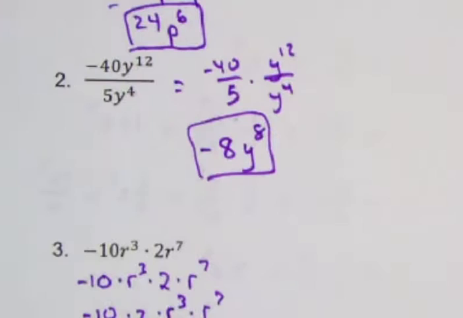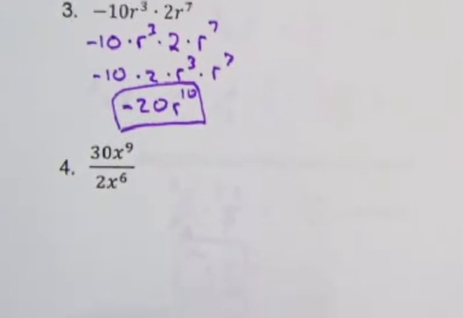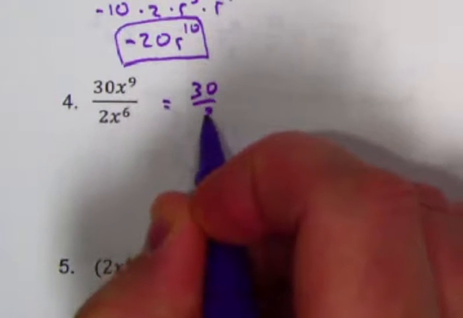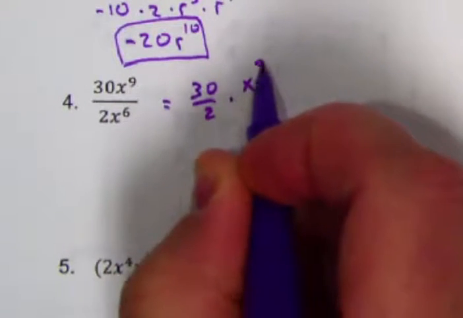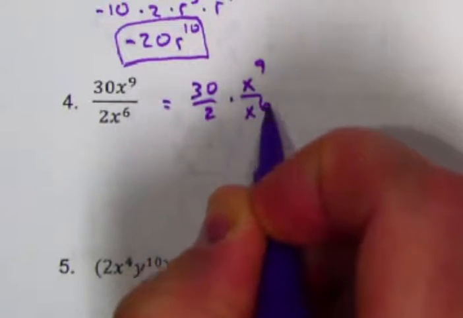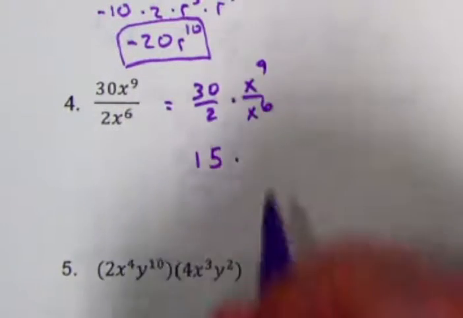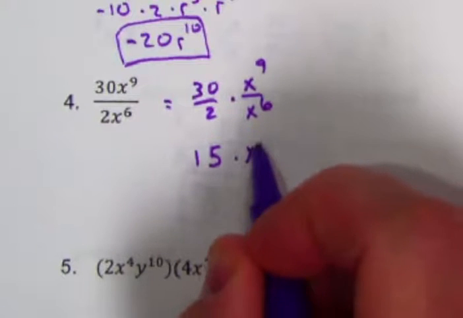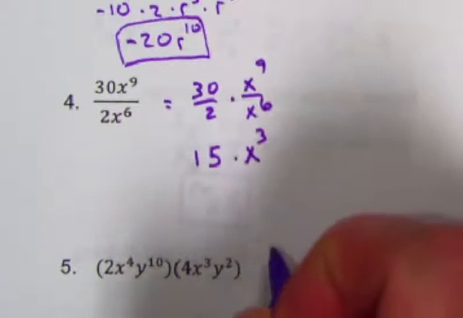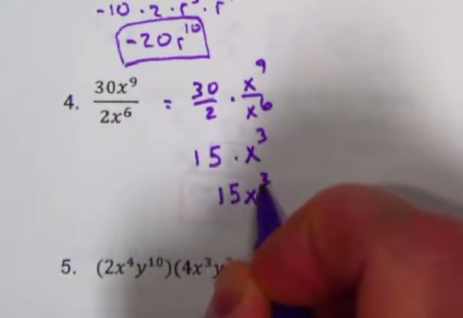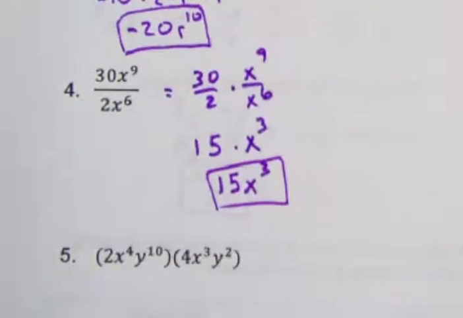Okay, skip down to number 4. It's the same thing. This is going to be 30 divided by 2 times x to the 9th divided by x to the 6th. 30 divided by 2 is 15. x to the 9th divided by x to the 6th is x cubed. Don't really need that multiplication sign, so my answer is 15x to the 3rd power.